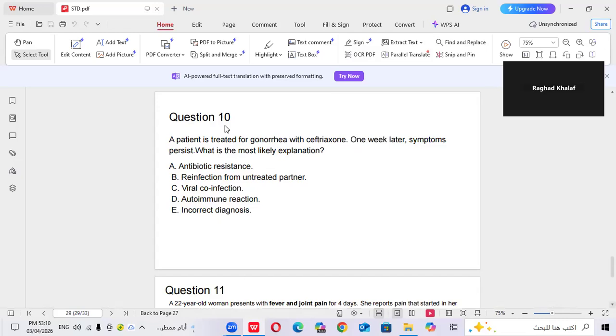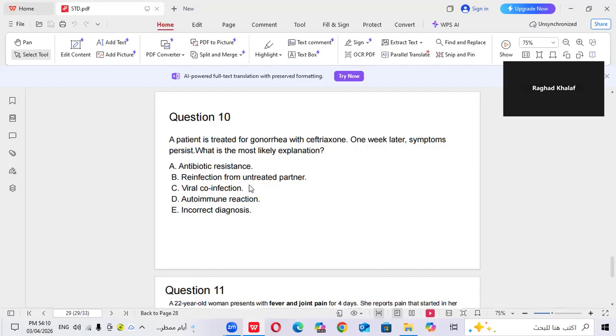Question 10. A patient was treated for gonorrhea with ceftriaxone. 1 week later, symptoms persist. What is the most likely explanation? Well, is it antibiotic resistance? Is it reinfection from untreated partner, viral co-infection, autoimmune, or incorrect diagnosis?